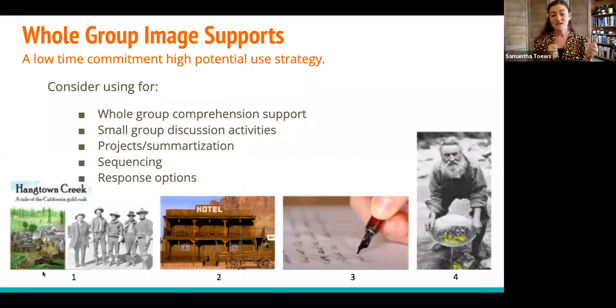You could give each of these pictures to a small group of students, send them to a breakout room and say, come up with an idea about what you think is going to happen in the chapter today, just based on these pictures before they've read the chapter. Or you could do something similar with having students create a summary or a sequencing activity. But specifically for students with extensive support needs, this really can be used to support sequencing, summarization, and having response options ready to go for a variety of conversations about the content.